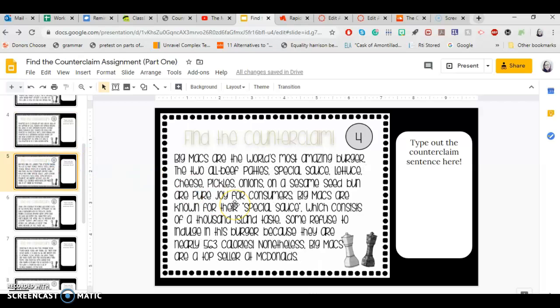Number 4. Big Macs are the world's most amazing burger. The 2 all-beef patties, special sauce, lettuce, cheese, pickles, onions, and a sesame seed bun are pure joy for consumers. Big Macs are known for their quote-unquote special sauce, which consists of a Thousand Island taste. Some refuse to indulge in this burger because they are nearly 563 calories. Nonetheless, Big Macs are a top seller at McDonald's.